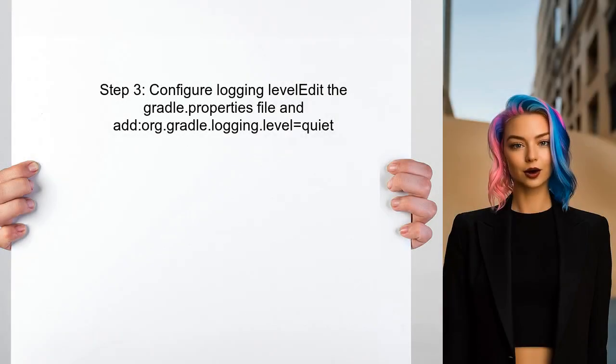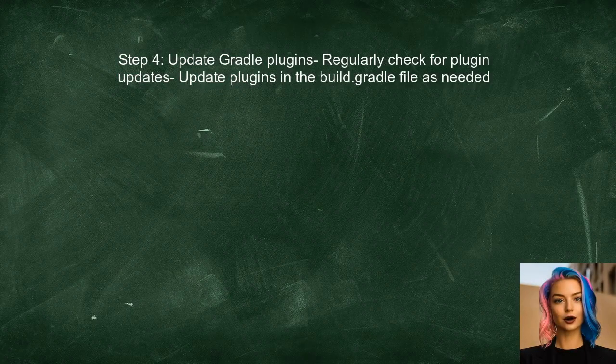Additionally, the user can configure the logging level in the Gradle properties file. This will help in controlling the output of deprecation warnings. Finally, the user should regularly check for updates to the plugins they are using. Keeping plugins up to date can help reduce or eliminate deprecation warnings in the future.